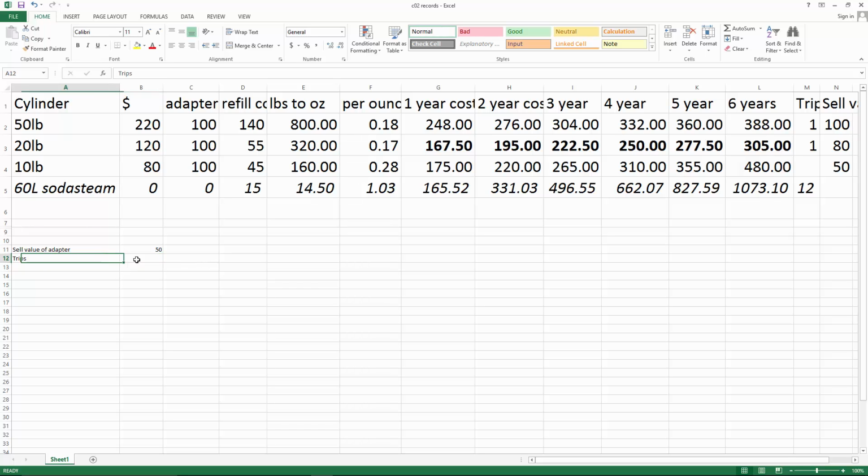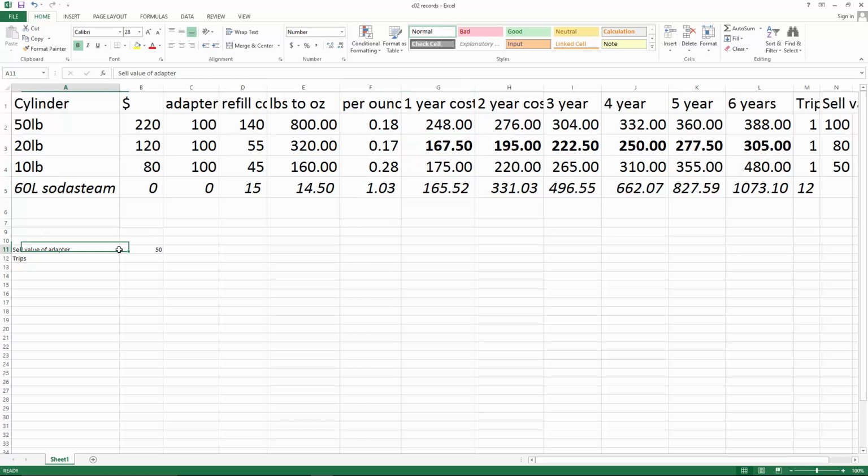And then the other thing that I haven't incorporated in this equation is the trips to the store. I started writing it here. The 10 pounder would be once a year. This would be every 2 years, this would be every 5 years. And then with the SodaStream, I have to go 12 times to the store to exchange this thing. So when you incorporate trips to the store and the sell value of the adapter, I think the 20 pounder is the way to go. And as you can see, after the first year, you break even already.